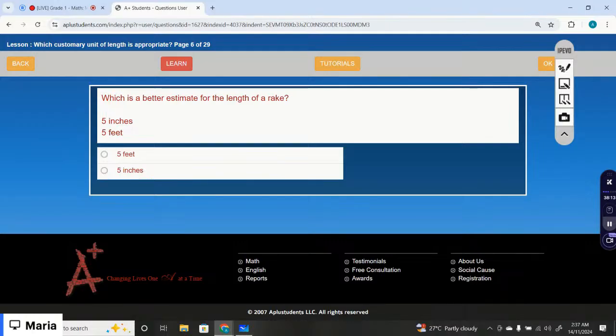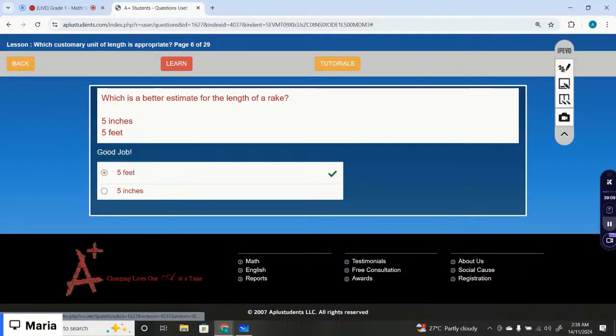Which is the better estimate for the length of a rake? So, which is the correct option? That is 5 feet. Option number 1 is the correct option.